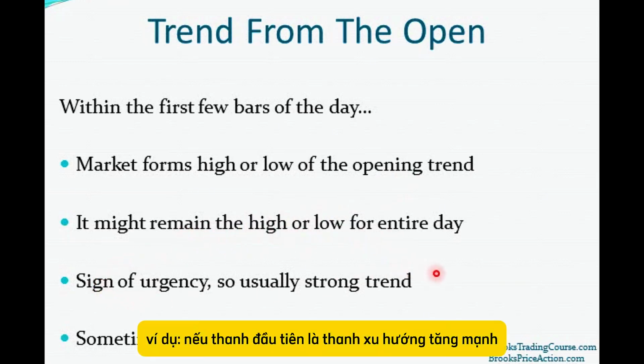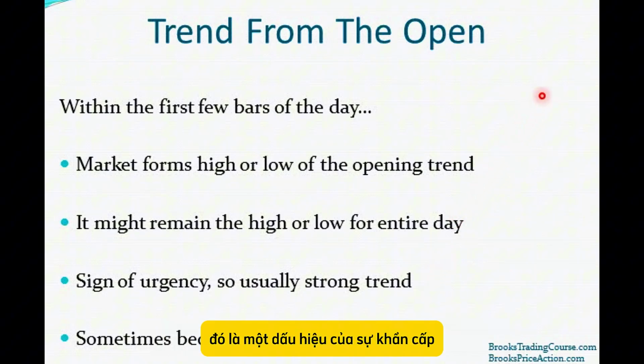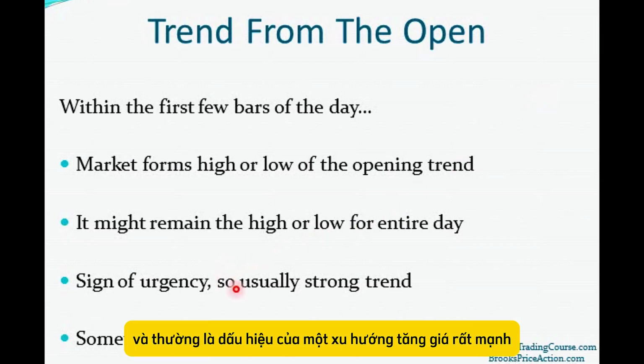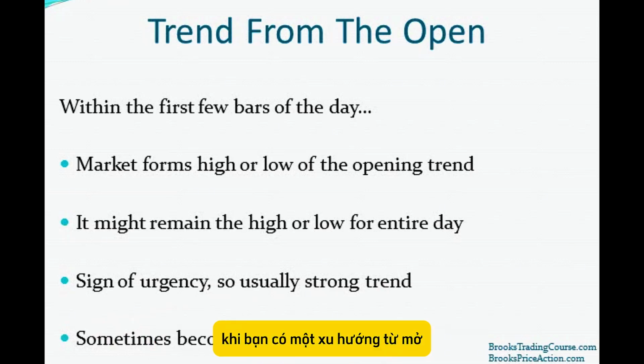For example, if the first bar is a strong bull trend bar and the market keeps trending up all day, that's a sign of urgency and usually a sign of a very strong bull trend. Sometimes it can become a trading range, but most of the time when you have a trend from the open, it's a reasonably strong trend.